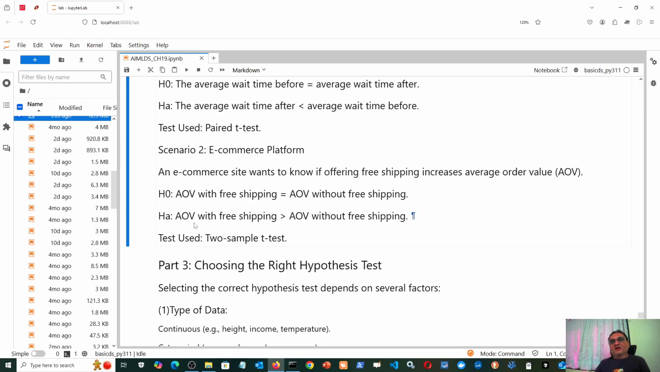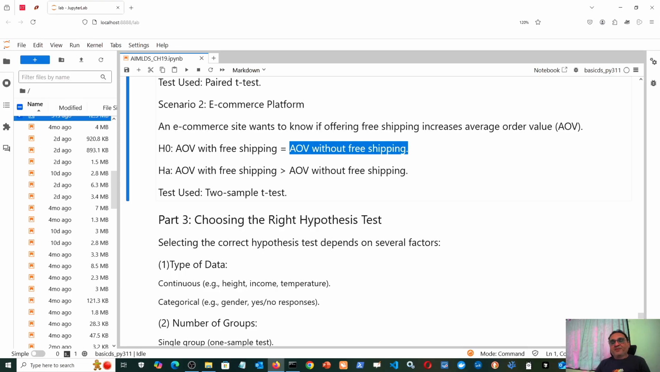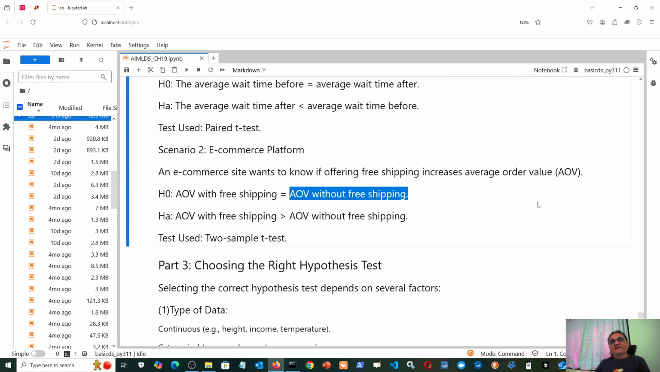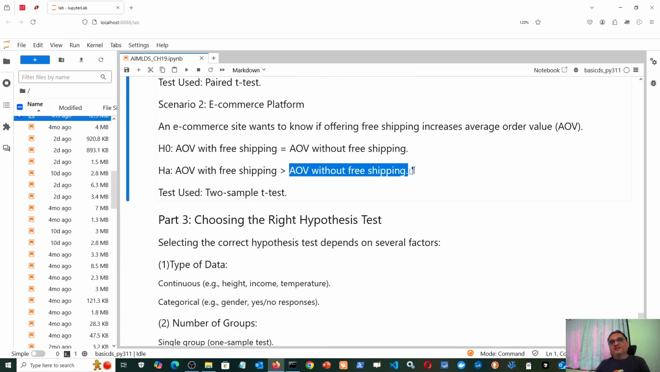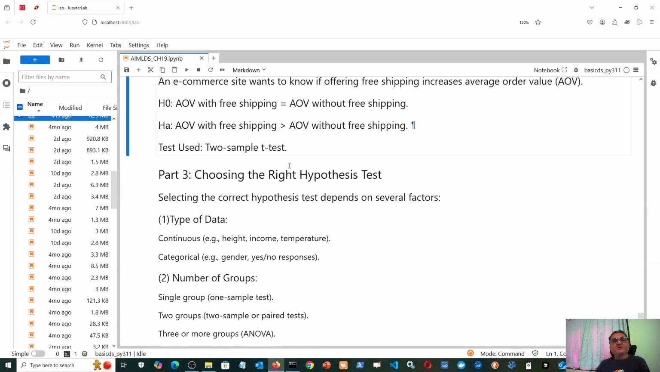Again, the null hypothesis would be that with free shipping or without free shipping, the average order value, AOV, remains the same. But the alternative hypothesis would be that AOV with free shipping would be significantly greater compared to AOV without free shipping. And you can use a two-sample t-test.